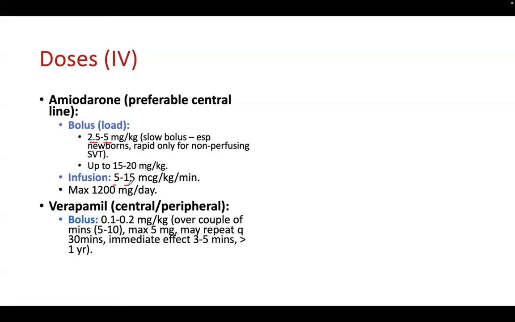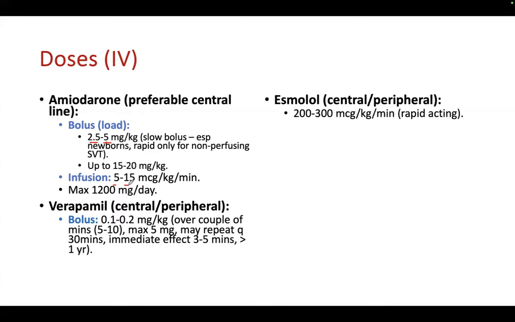And for verapamil, I give IV verapamil. I don't typically, but this is the dose for IV verapamil. You can do central or peripheral. It's rapid acting and has immediate effects within 3 to 5 minutes. Okay. Esmolol, I do more often. You can do again central or peripheral IV, and then I usually start with 100, but immediately go up to 200, up to 300 if nothing bad happens during the 100 infusion. Okay, it's very rapid acting, of course.